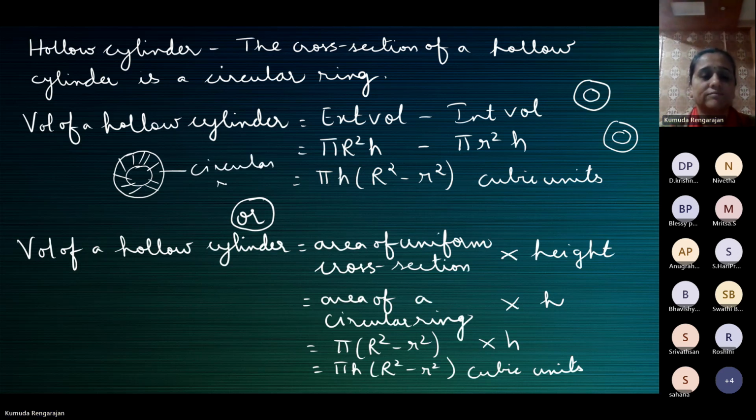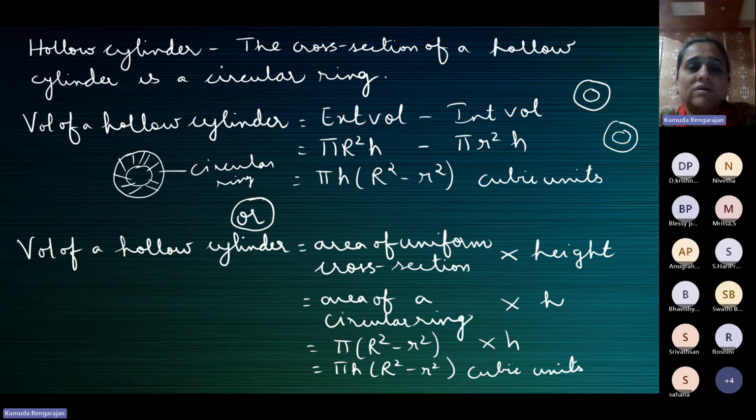I'm talking about this metal ring, metal plate, which is placed between a nut and a bolt to tighten it. Now if you have many identical circular rings, you stack them, you place them one over the other, the solid formed is a hollow cylinder.